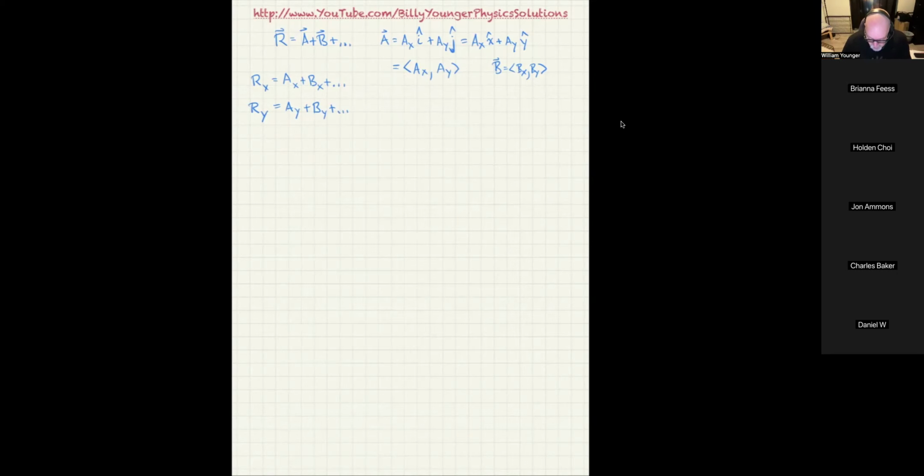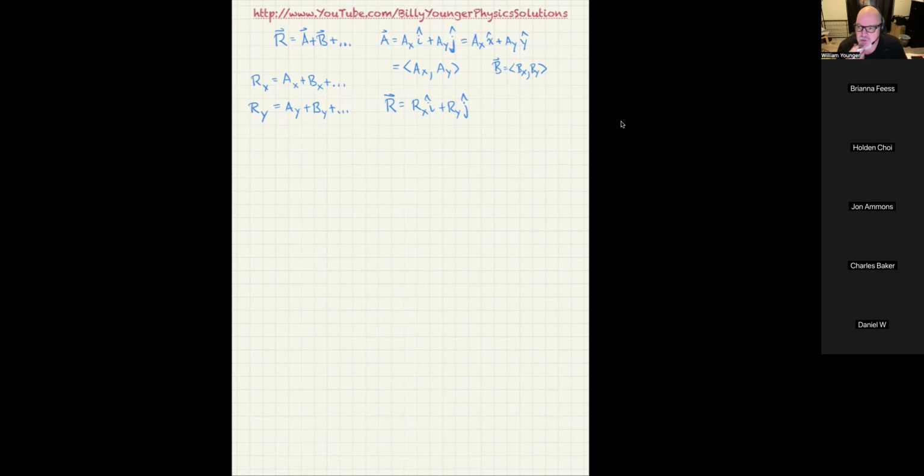Okay. And then, of course, your resultant vector could be written as R is equal to Rx i hat plus Ry j hat. And of course, if you had a z component, you could add that and you could add another equation. So that's really what the quote unquote equations for adding vectors are.